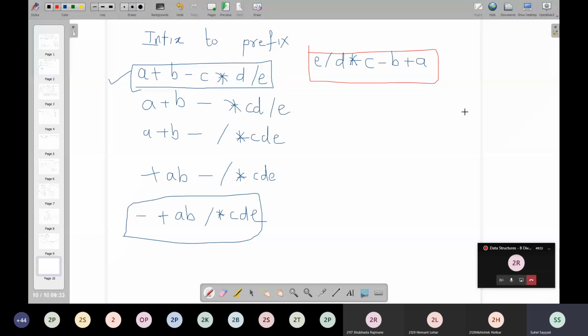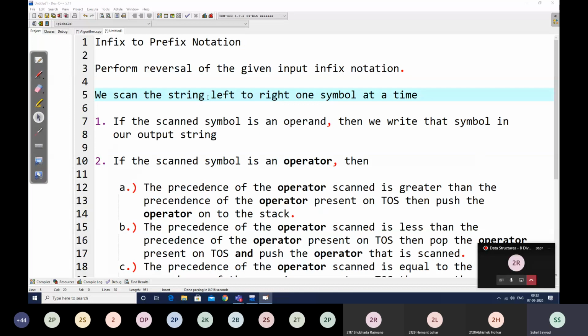Is it clear? This is very important. Sometimes students make the mistake of observing the original string. That should not happen, right? Now we are going to apply this on the reversed string. This is something different. We didn't do it in the postfix notation. So in infix to prefix, the first step is to perform reversal of the given input infix notation. Second, we scan this string, which is our reversed string, left to right, one symbol at a time.